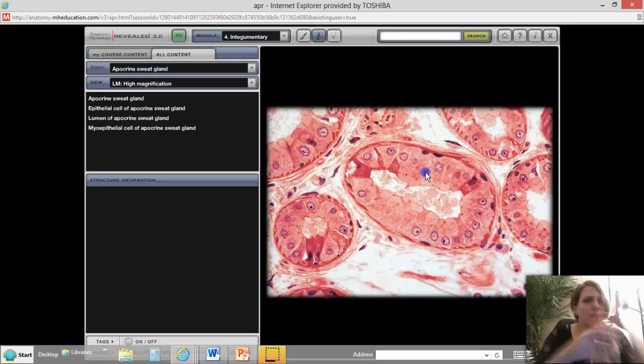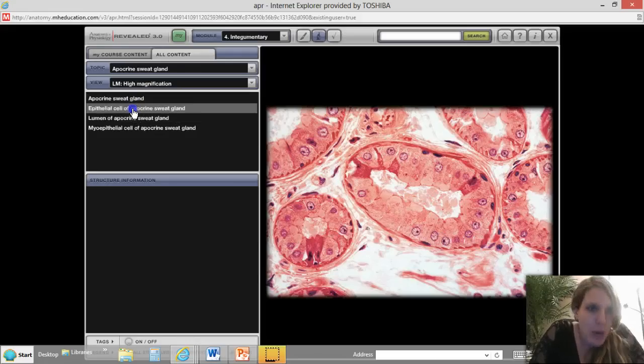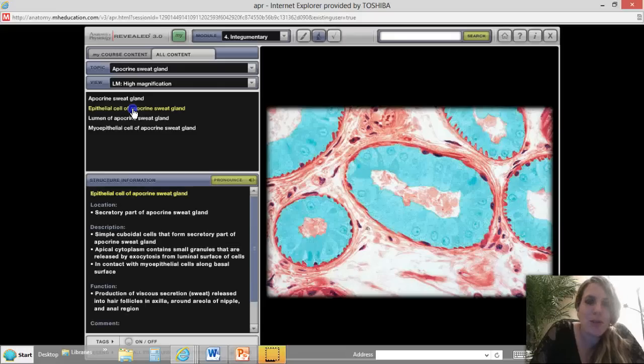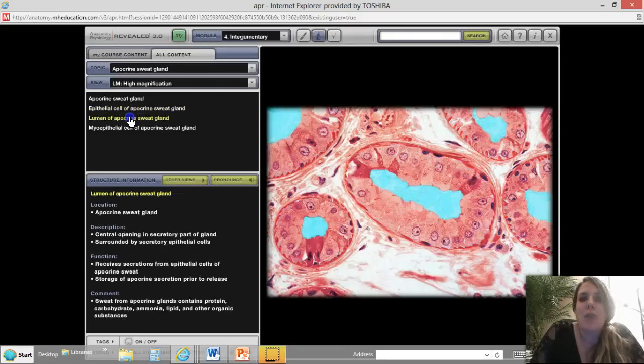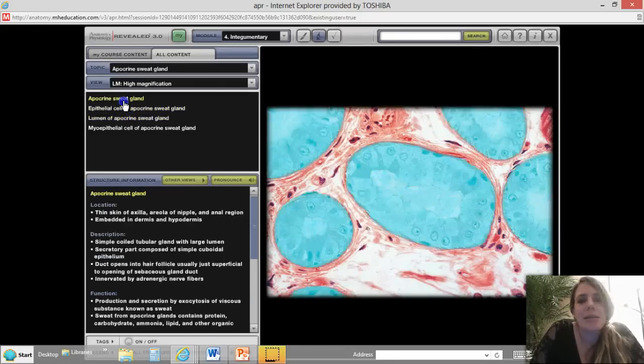Remember when we talked about sectioning, you have tubes folding under, you take a cross section, and it's going to look like a bunch of little circles. So notice that we have simple cuboidal cells that actually produce the sweat, the stinky sweat. These are the epithelial cells of the apocrine sweat gland. Here are the lumens, and here is the whole gland itself.